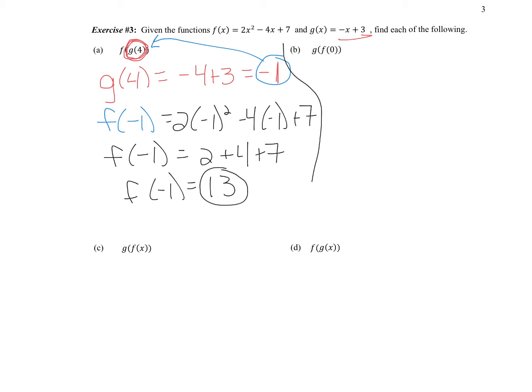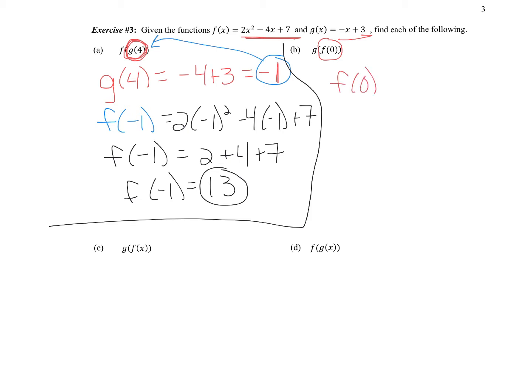Here's another one where we have to do those two steps: use one function, use the answer in the other function. This time we're starting out with the f function. So if I plug in a 0 now, with our knowledge of functions, I know the answer is going to be 7, right? This is like a y-intercept question. If I plug in 0, everything else goes away and it's 7. But I am going to show the work for that.